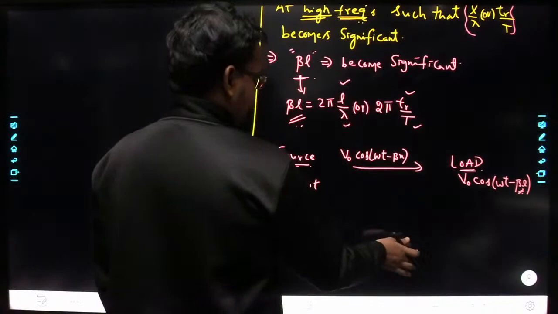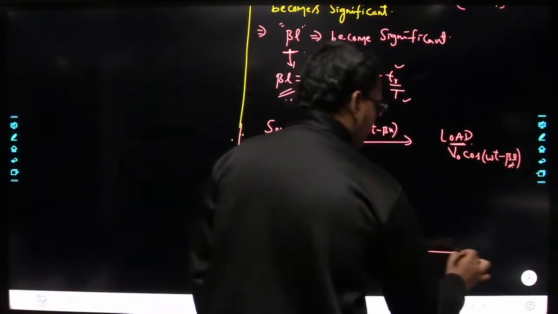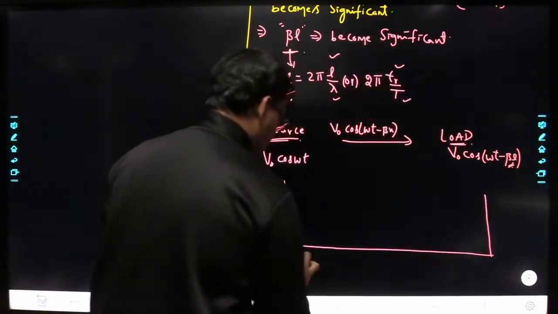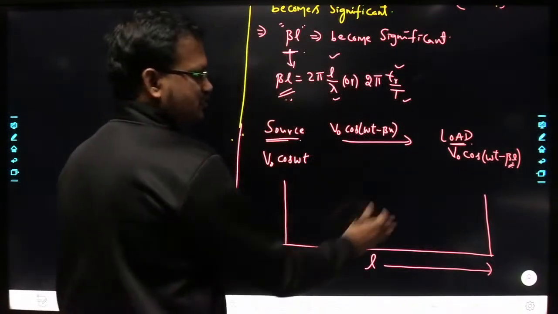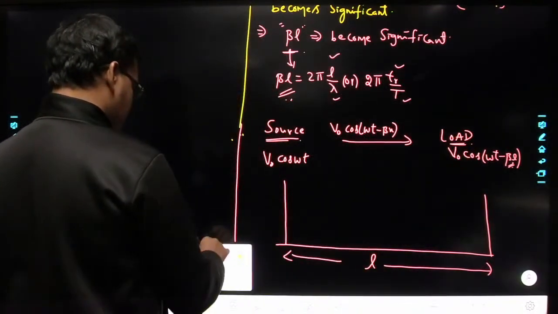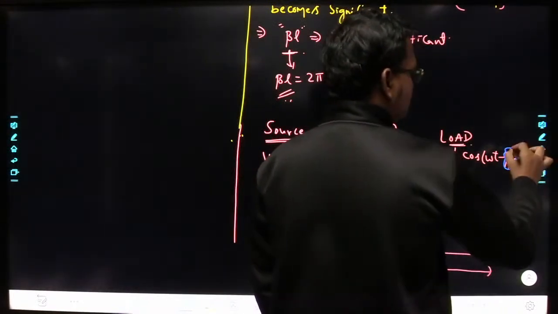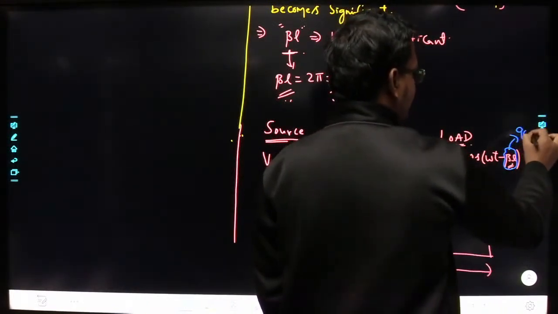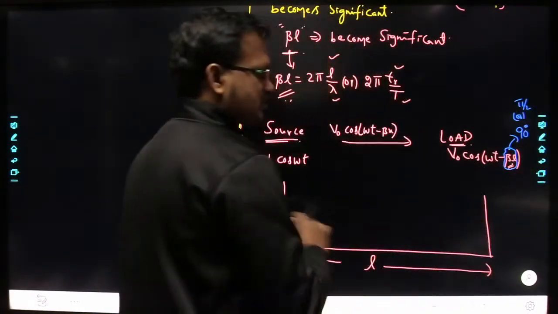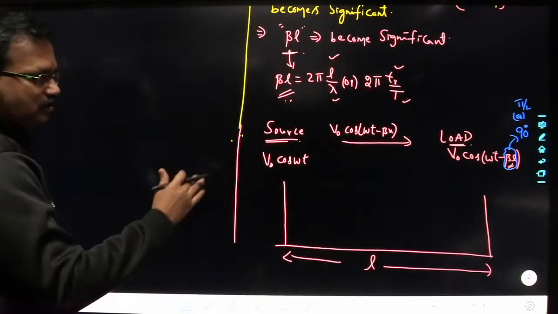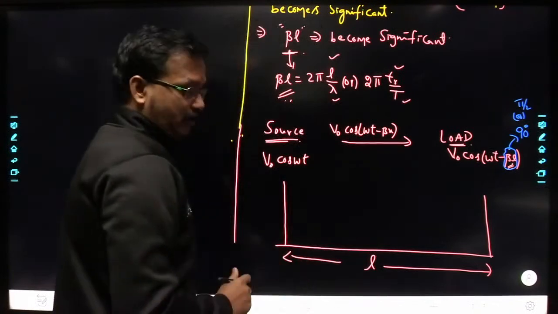So in this case, if you draw the voltage along the transmission line, let us say the length of the transmission line is L. So this is at source, this is at load. Let us assume now that beta L is significant. Let us assume beta L is 90 degrees, or pi by 2. So in this case we try to draw the voltage along the transmission line.